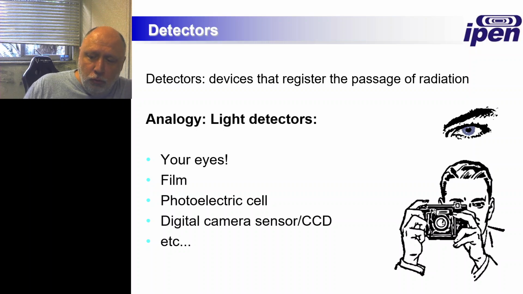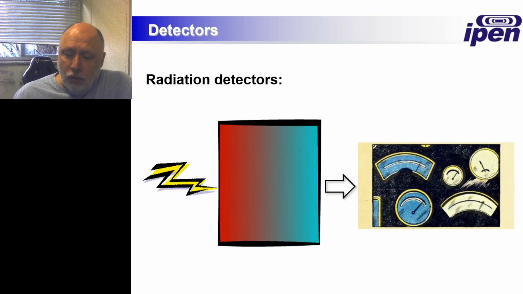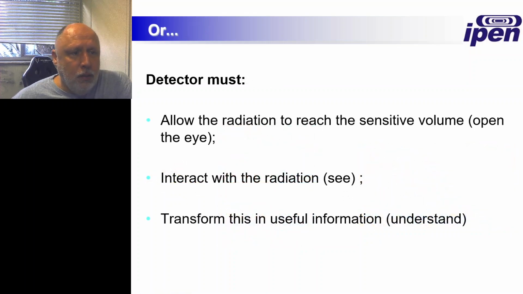Now, let's use this analogy a bit further to understand what the requirements are for a good radiation detector. Essentially, a radiation detector is something that interacts with the radiation, right? It has to interact with the radiation, otherwise you won't have anything to register, and then somehow transforms it into some usable information. So, simply put, a detector must, first of all, allow the radiation to reach the sensitive volume. It is the equivalent of opening your eye, right, or removing your hands from your eyes.